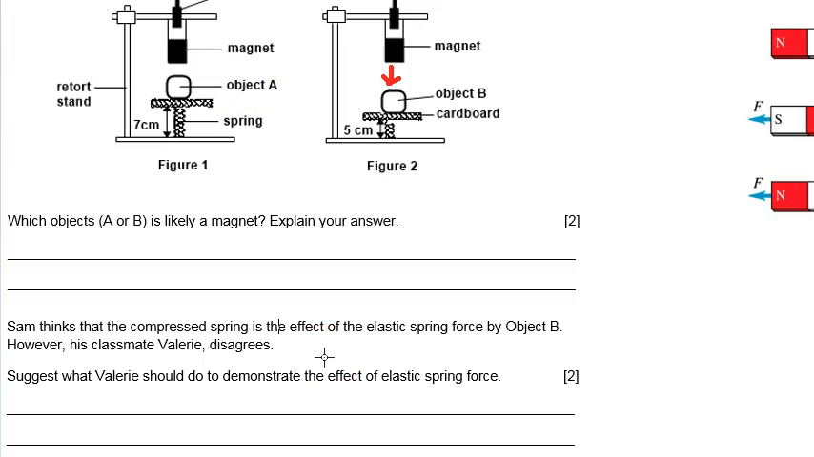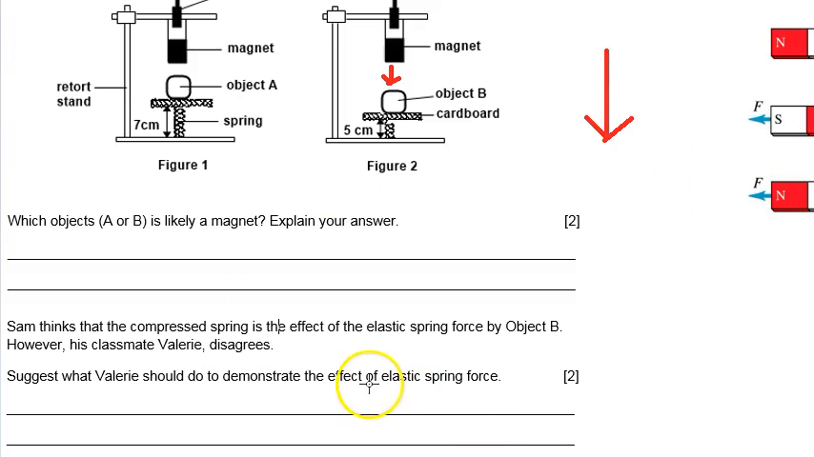Sam thinks that the compressed spring is the effect of the elastic spring force by object B. However, his classmates disagree. Now, let's revise again, alright? The force that pulls everything down towards Earth is gravity, alright? And the gravity is affected by the weight, right? So object A, the spring is compressed to 7 cm because of gravity. Object B, the spring is compressed to 5 cm because of two forces, the magnetic repulsion as well as gravity.